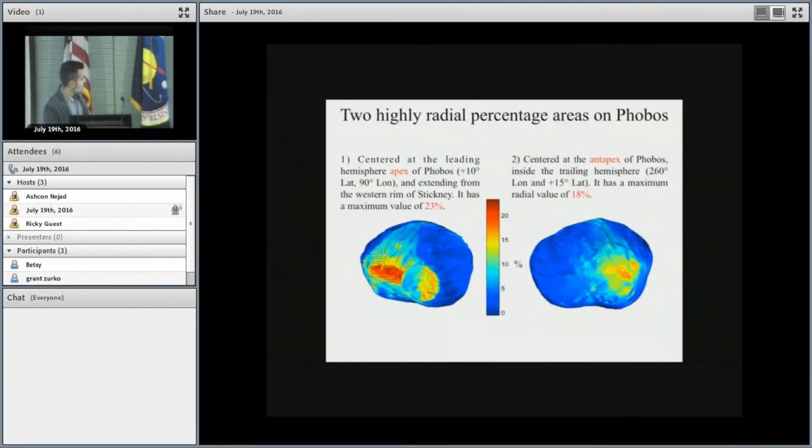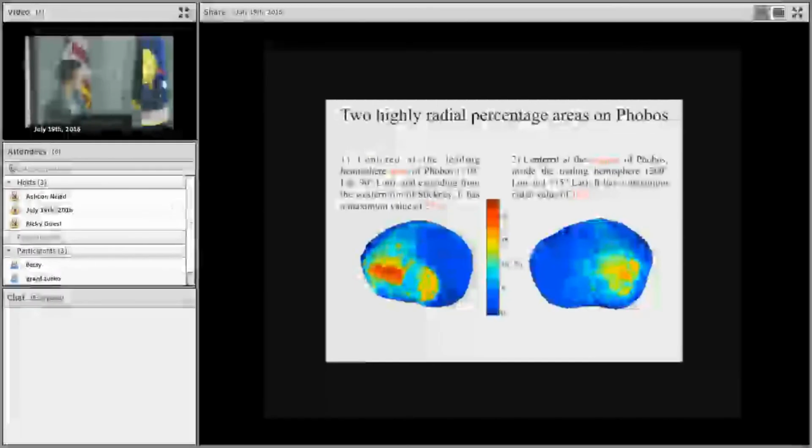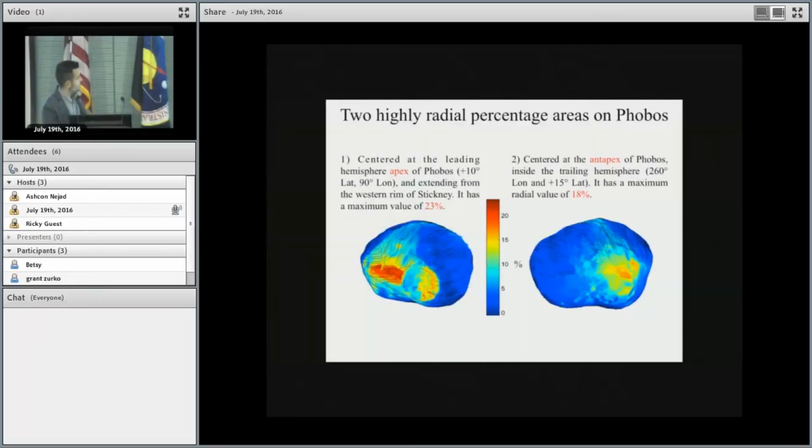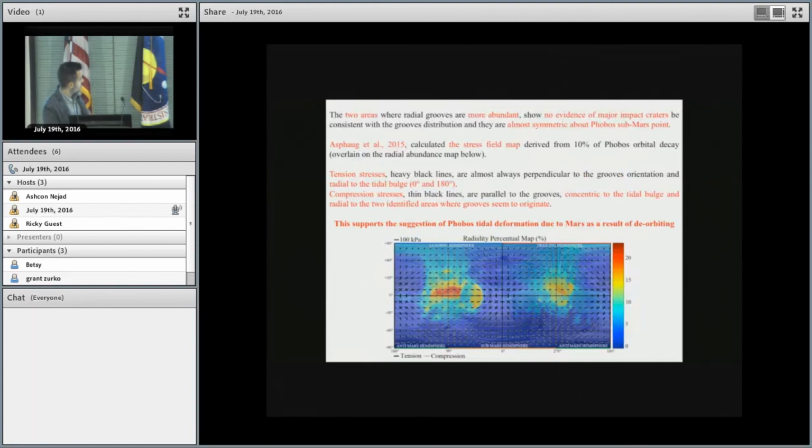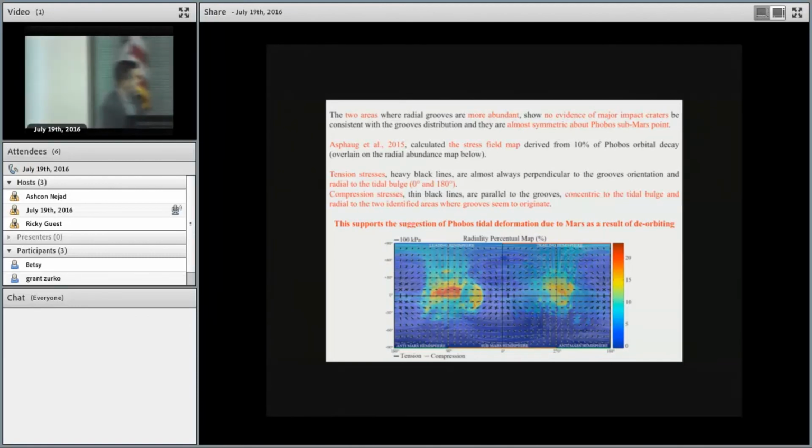And here we found out that there are two specific regions. One is centered at the apex of Phobos, and it has a maximum value of 23% of all grooves. They are radial to this area, close to Stickney, but on the apex of Phobos. And the second one is centered on the antapex of Phobos. So as a conclusion here, we have two areas where the radial grooves are more abundant, and they're not really related to major impact craters. We don't really see anything here, not even here. This is the Occultus region. This is the region close to Stickney.